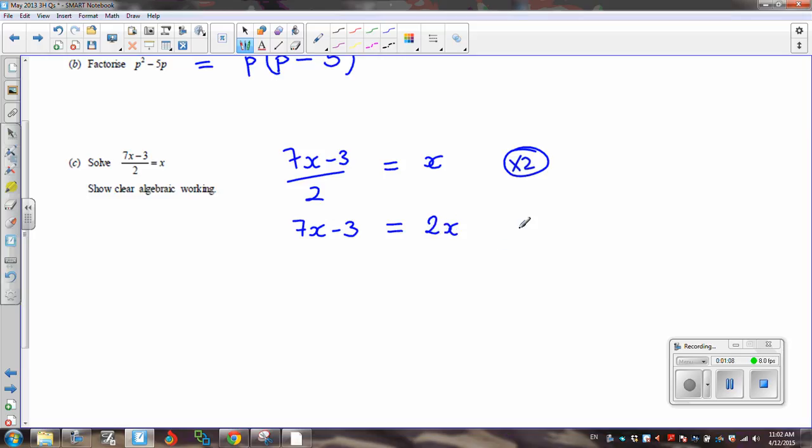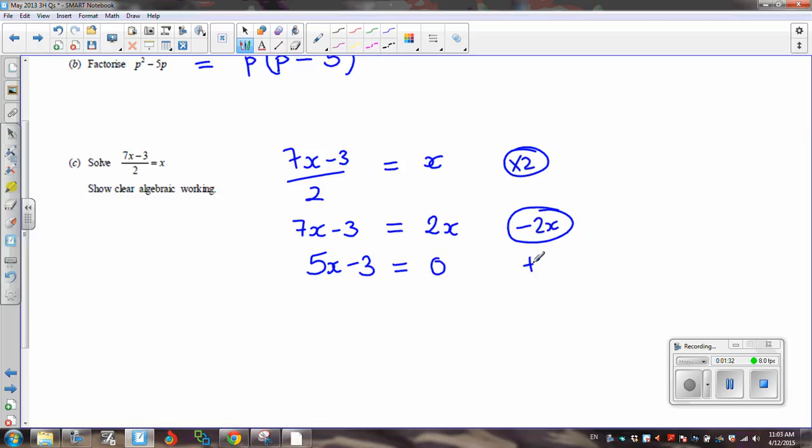Now, I've got x's on both sides of my equation now, and I want to make sure that I've only got x on one side. This side's got the most x's, so I'm going to leave the 7x there, and I'm going to subtract 2x from both sides. Now, if I do that, the left-hand side, 7x take away 2x, well, that's 5x, and I've still got the minus 3 on this side. 2x take away 2x is nothing.